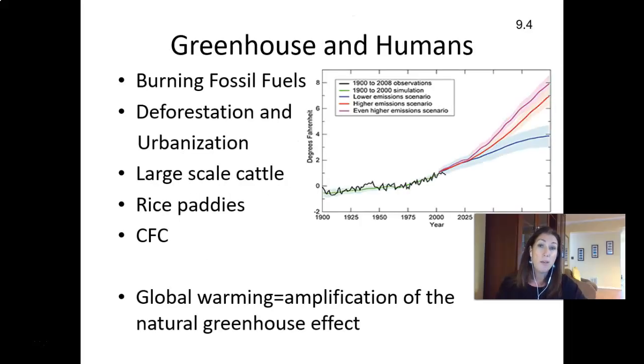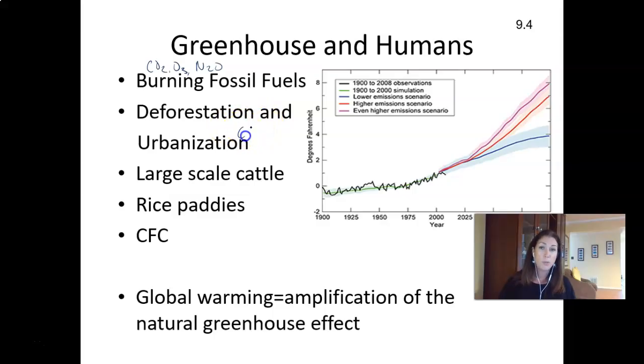But humans have been impacting our greenhouse gases, particularly by burning fossil fuels. This is responsible for the CO2, the ozone, and the N2O. We also are clearing land and urbanization.